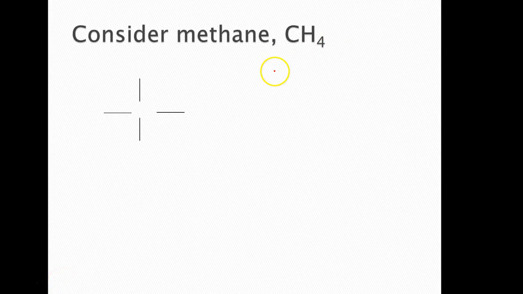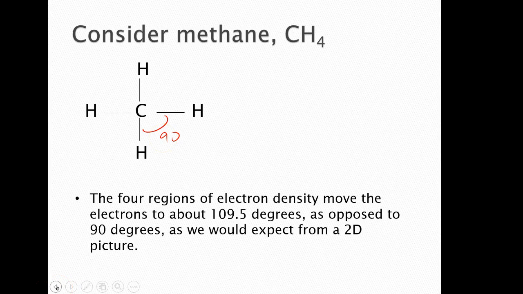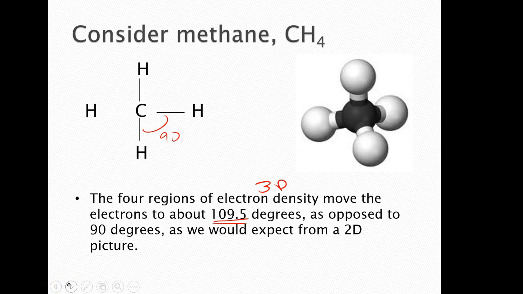Methane, if you draw it with a Lewis structure, CH4, looks like that. Now you might think, oh yep, that's as far away as they can get from each other, is 90 degrees. And you would be correct in 2 dimensions. Okay? But what happens is in the real world, because it's not 2-dimensional, they line up at about 109.5 degrees apart. Because in 3D, they can get farther away from each other than they can in 2 dimensions. And this is what it looks like.